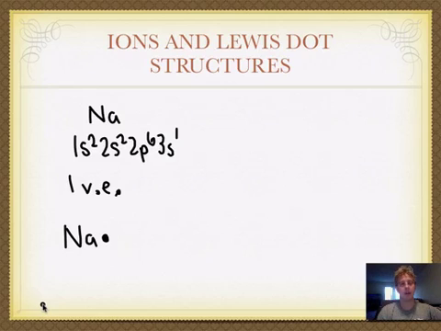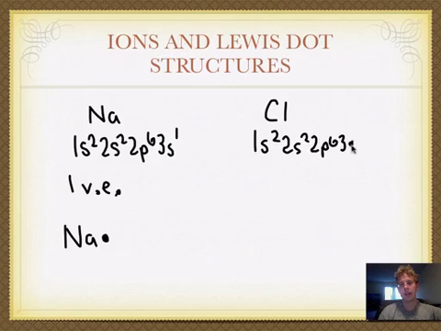It doesn't just go off into space. In order for that to happen, sodium's going to need another atom that's going to be receptive to receiving that electron. So if I have chlorine over here, with chlorine being 1s2, 2s2, 2p6, 3s2, 3p5, I have 7 valence electrons.